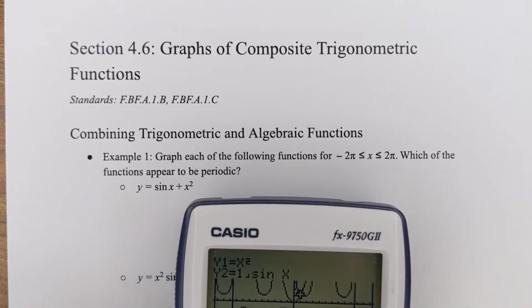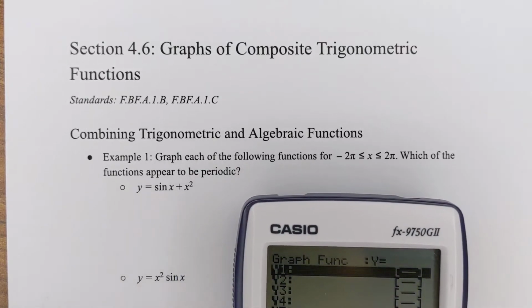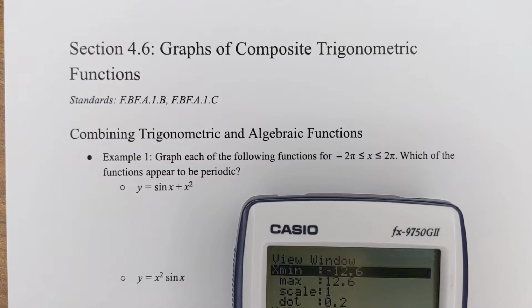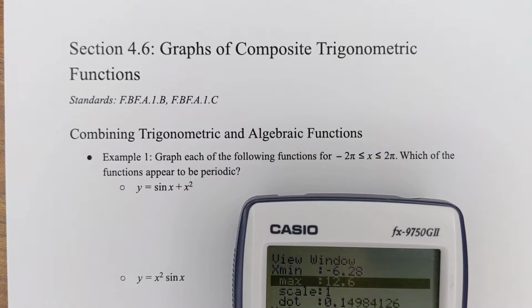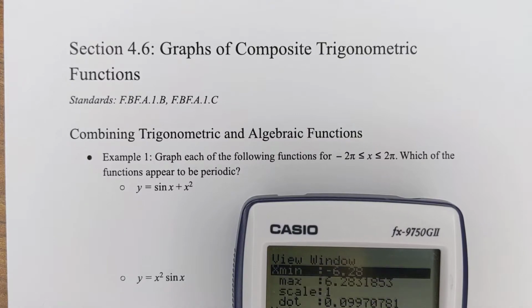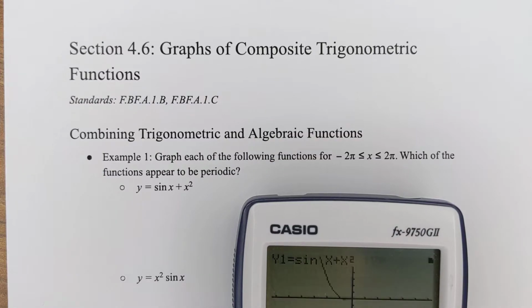All right, so we're going to go to graph. So make sure your calculator's in radian. So sine x plus x squared. We're going to draw, and we're going to set our view window. So negative 2 pi is negative 6.28. I wonder if I just put 2 pi in. It'll do it for me. So make this negative 2 pi. Okay, draw. All right, so there's my interval from negative 2 pi to positive 2 pi.